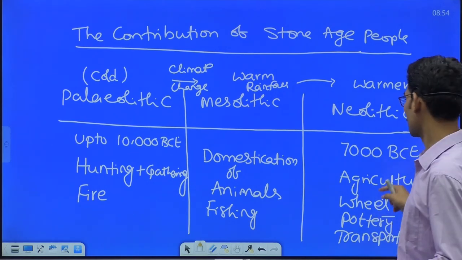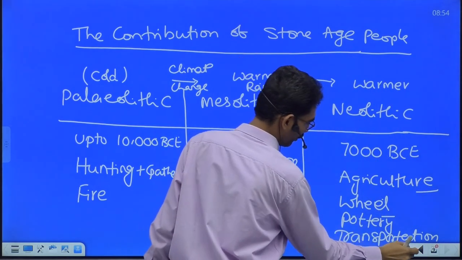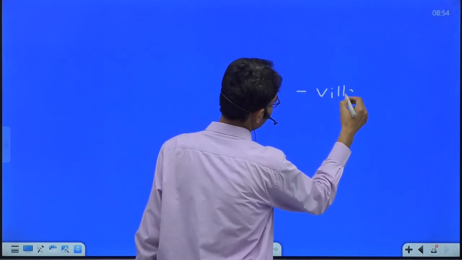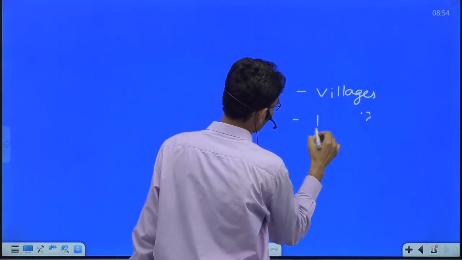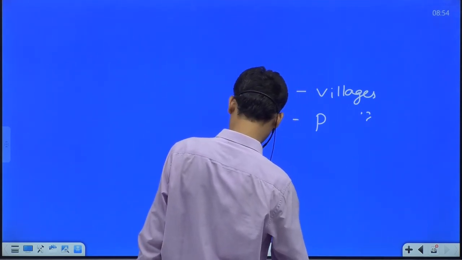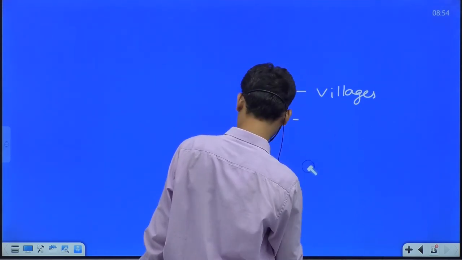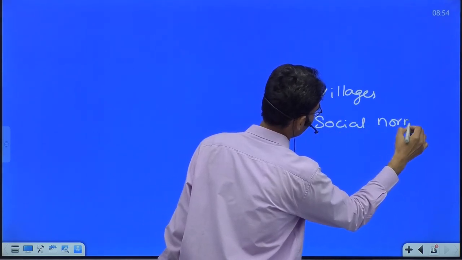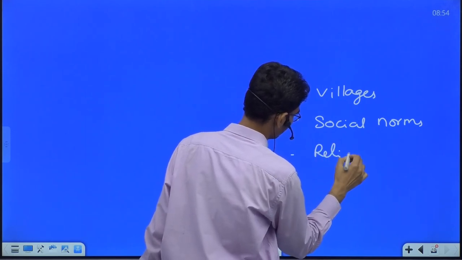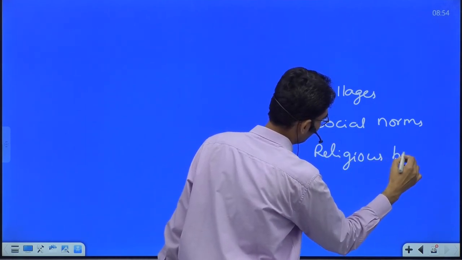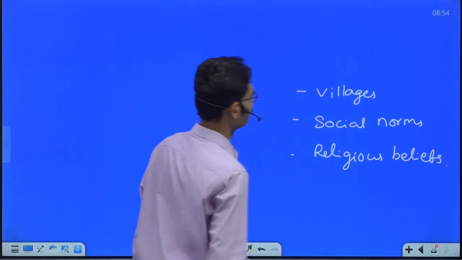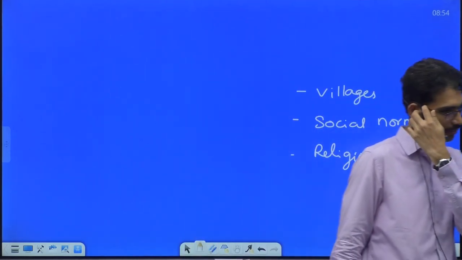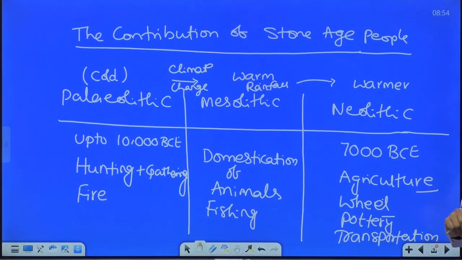Simple. I will give some more points also here. For example, when it comes to Neolithic, they started living in villages. They started even social norms, religious beliefs. So a proper society emerged in this time period. So now, using this content, can you try that?